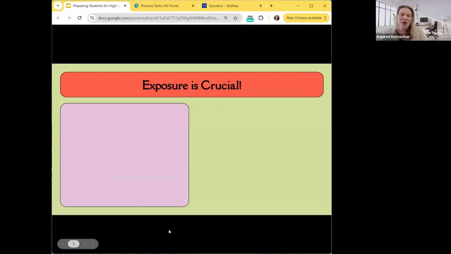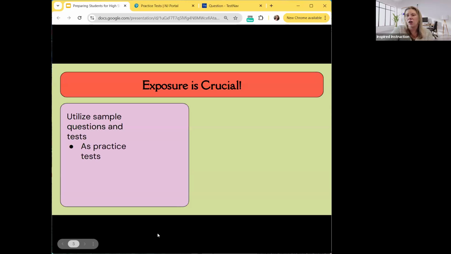All right, next best practice, exposure is crucial. Once we've done the tutorial and the kids are familiar with what the testing program does and how to use the different tools in the testing program, we want to make sure that we're utilizing sample questions and tests. And you can do that in a variety of different ways.